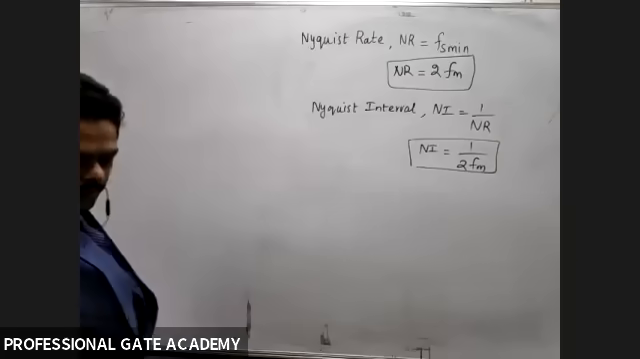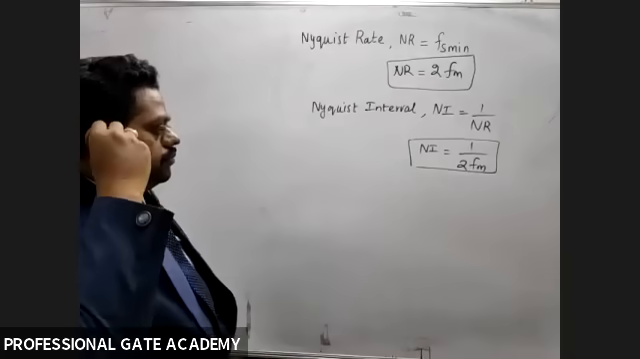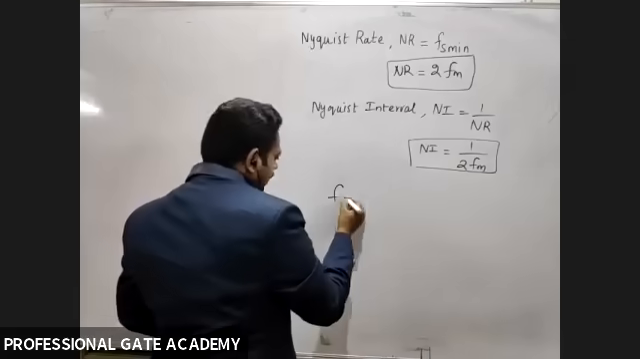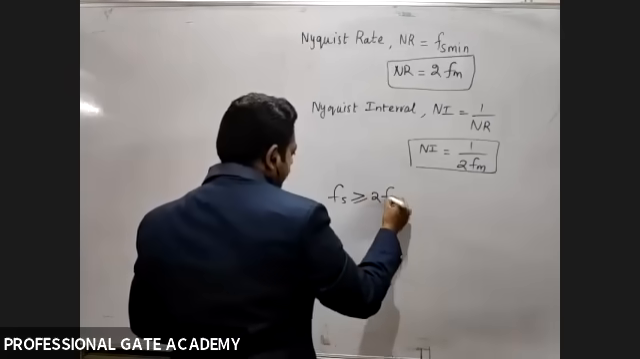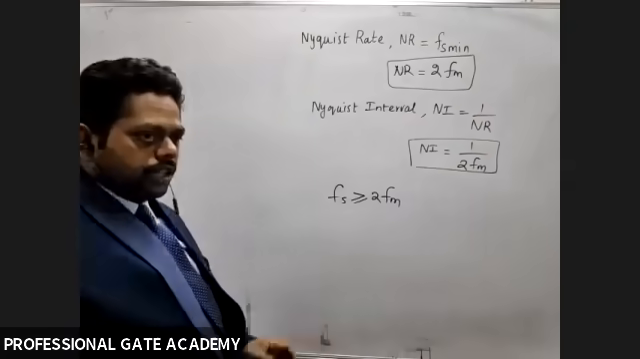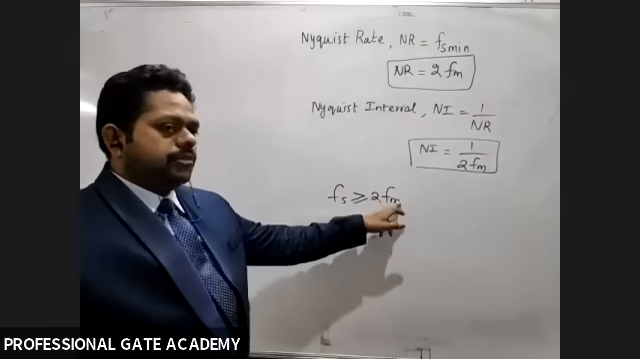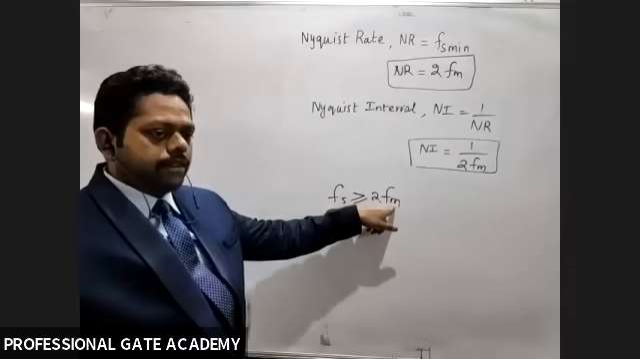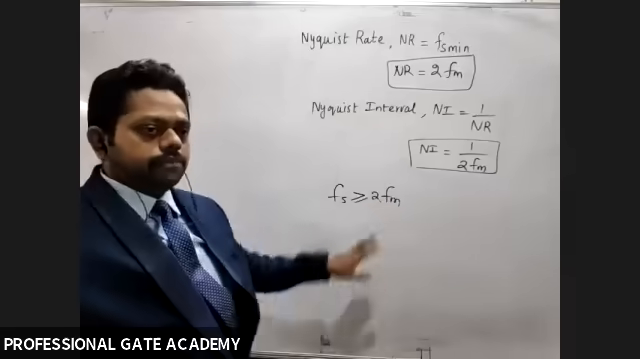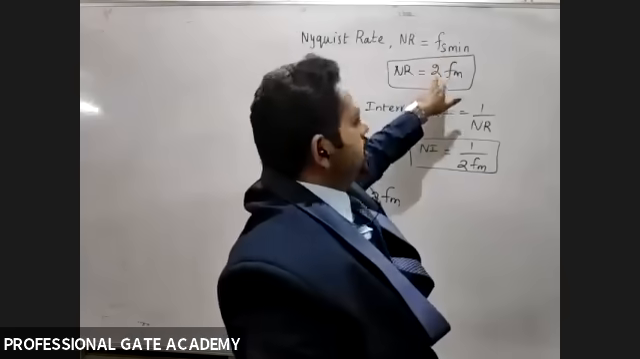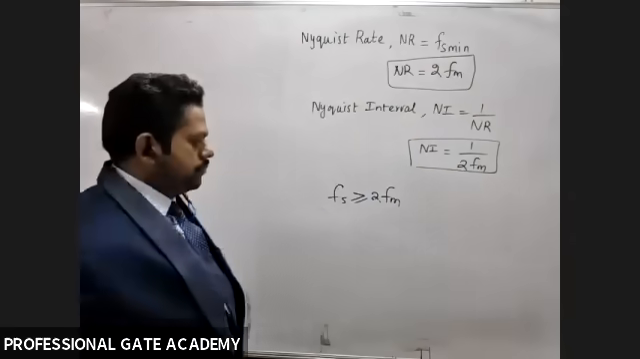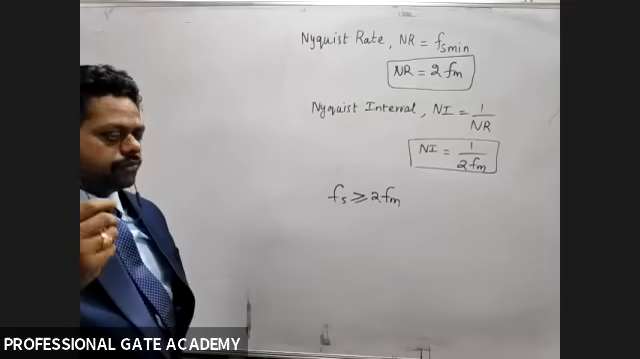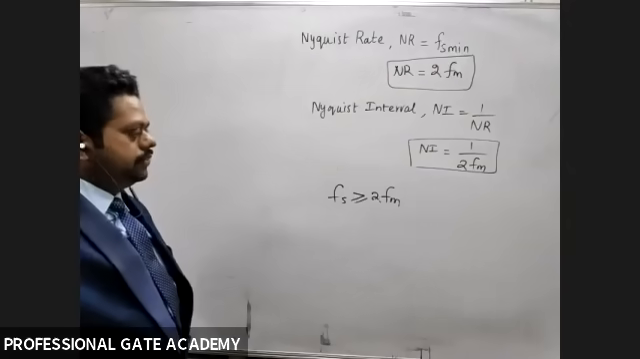Sir, how did you say the minimum sampling frequency is 2fm? See, sampling frequency must be greater than or equal to 2fm. So what is the minimum fs that can be selected? 2fm. So fs minimum equals 2fm. Okay, sir. No, that will not come.